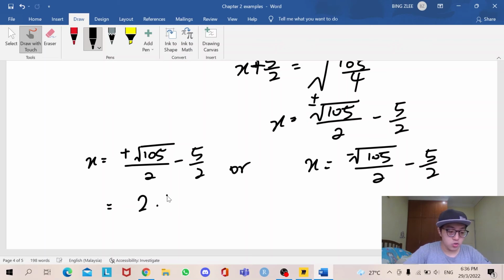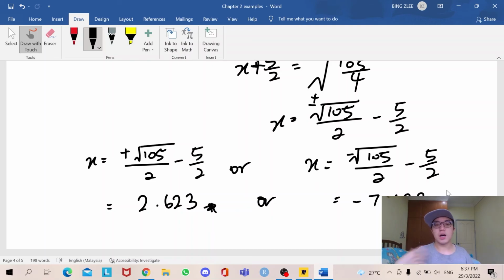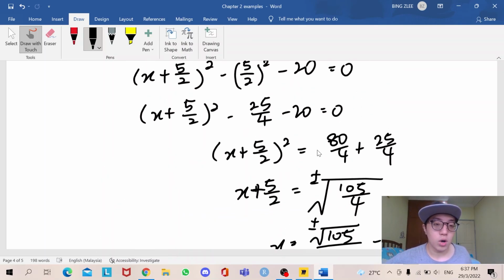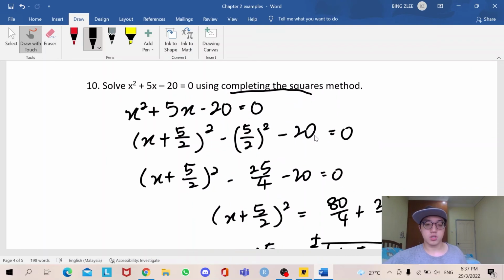So if you press your calculator, root 105 divided by 2 minus 5 over 2, you will get the answer 2.623, and the other one is actually the same, but in the negative way. So it's negative root 105 divided by 2 minus 2.5, and you will further get negative 7.623. All right, so this is how you solve a quadratic equation using the completing the squares method.